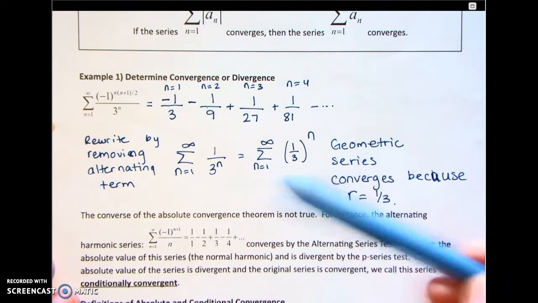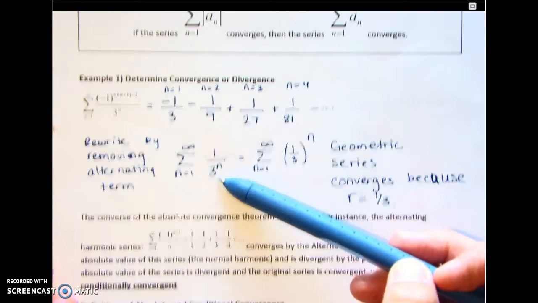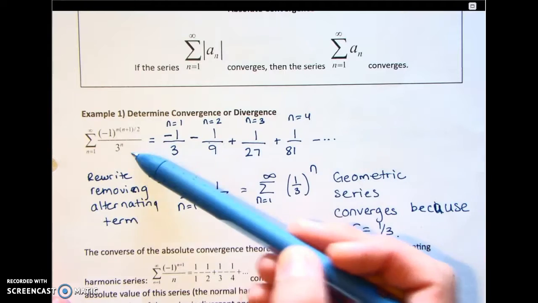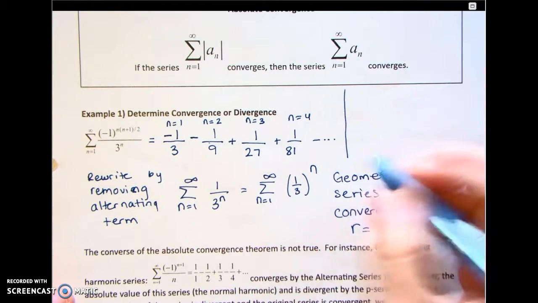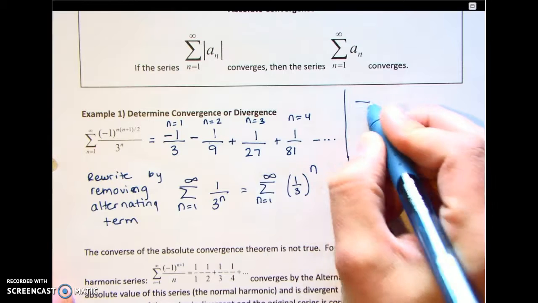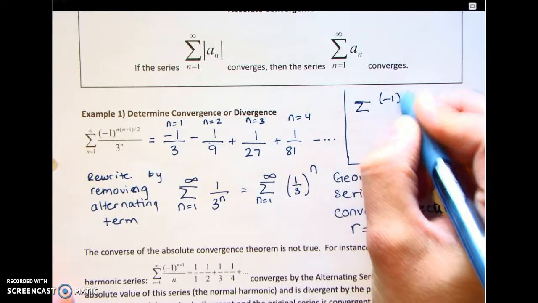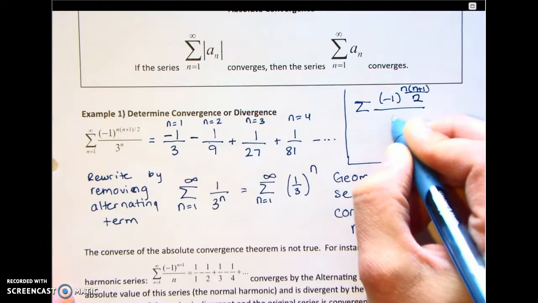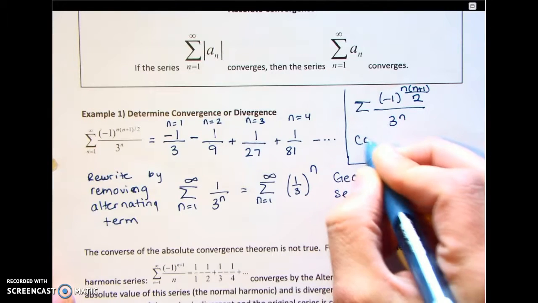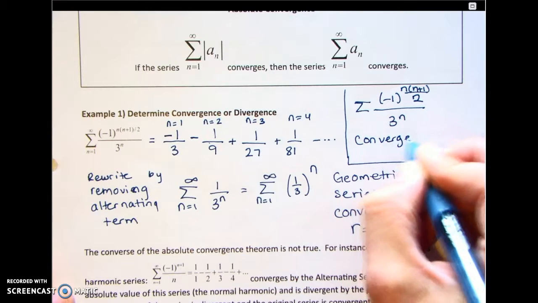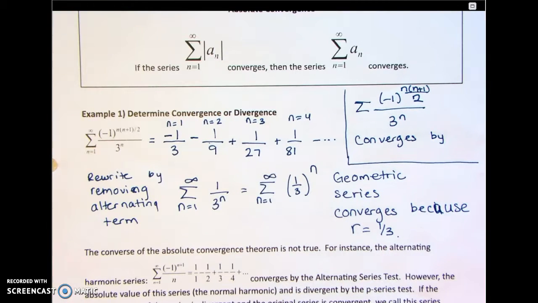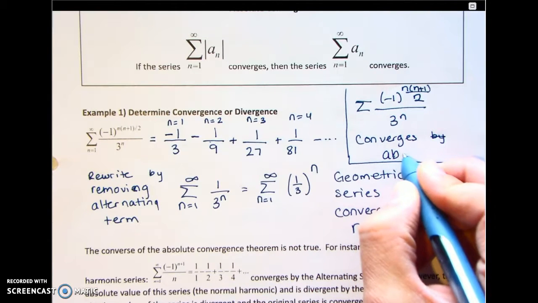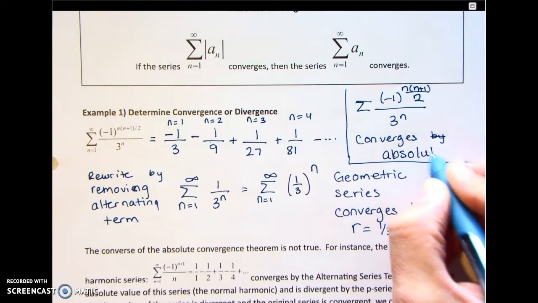Okay, so if the absolute value of the series converges, then what do you say about this? Then the series converges. So here's our conclusion, our answer to this example 1. The original series, the sum of (-1) to the n(n plus 1)/2, all over 3 to the n, converges absolutely.